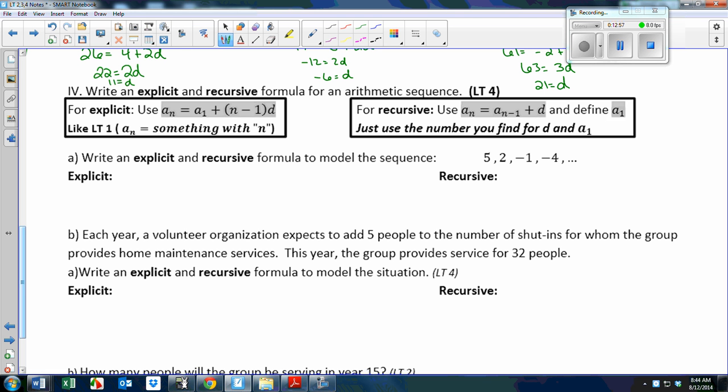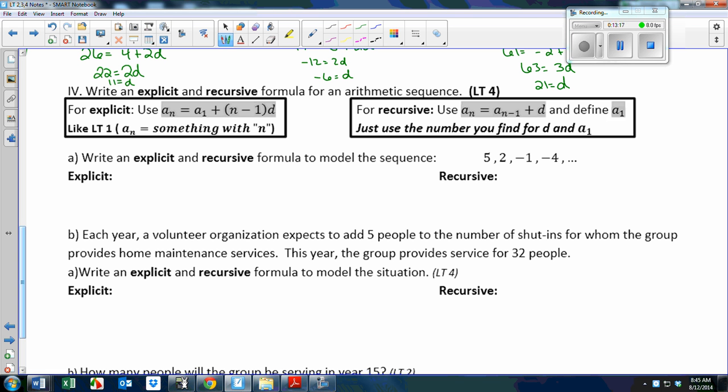In fact, some of you might even look back at your Learning Target 1 notes, or homework, sorry, and you'll find a few sequences that were plus 5, plus 5, plus 5, and you can do this on that old homework. You won't be searching in the dark for the formula. It'll just come out. All right? So let's first do explicit.